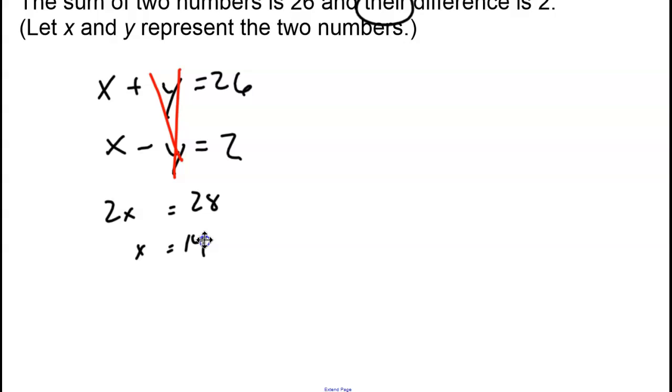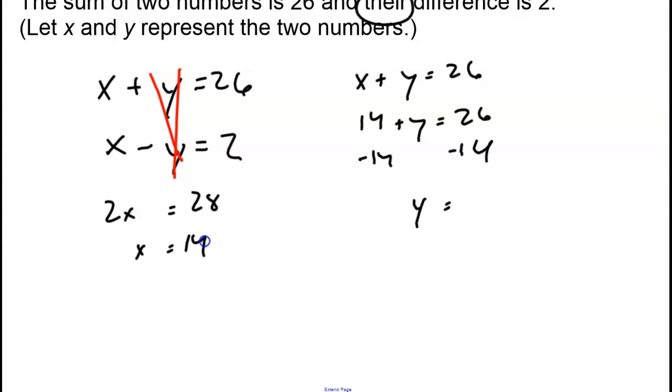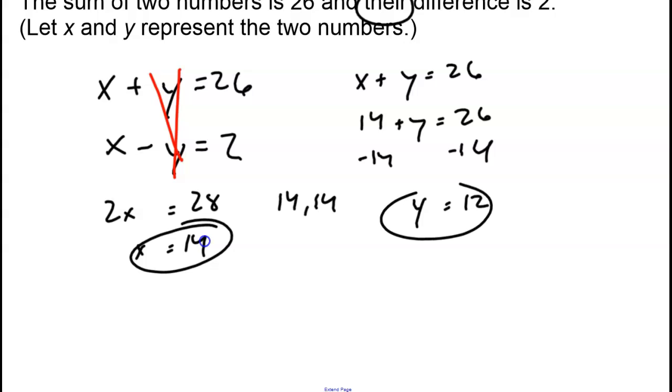So if x equals 14, then let's put it into this first one up here and say x is 14 plus y is 26. Get rid of that, and that means that y equals 12. And so x is 14, y is 12, so 14 and 12 are our x and y values.